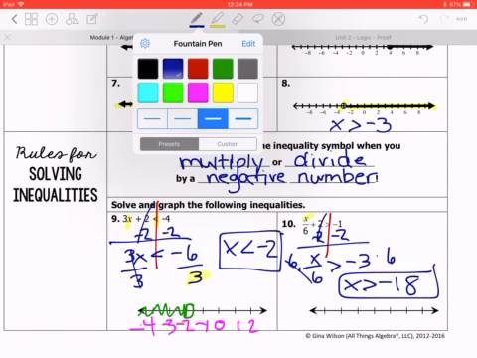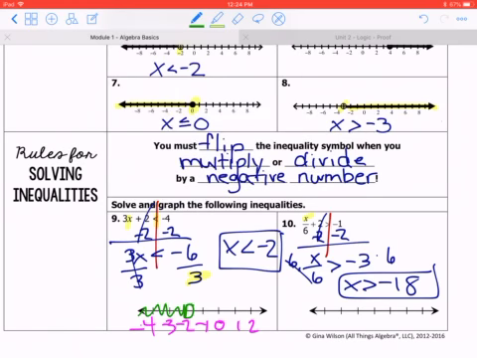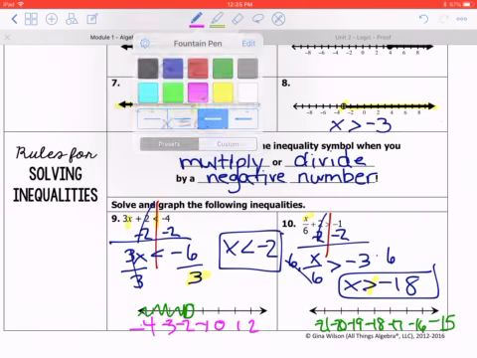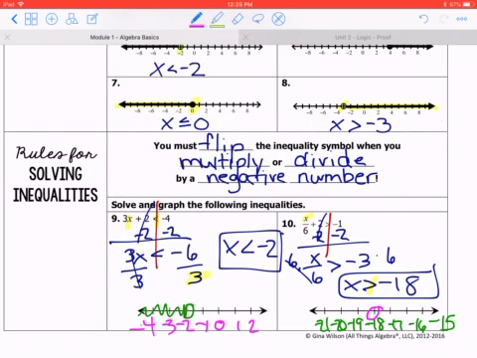Now I need to graph that on a number line. So I'm going to put my numbers in. So let's do negative 18. This would be negative 19, negative 20, negative 21. If I go this way, it's negative 17, negative 16, negative 15. Okay? Now, x is greater than. It's just a greater than symbol. There is no equal to. So I'm going to go to negative 18. I'm going to have an open circle. And since it's greater than, I'm going to shade to the right. Okay? So this is it.